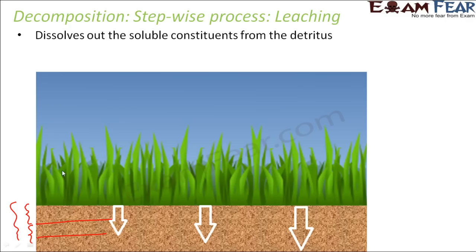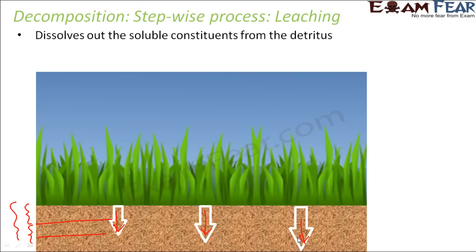Now the plants interact mostly with the upper layers of soil. So what happens is the soluble constituents will start going down. As you can see, this arrow denotes that the soluble constituents are actually going down deep into the soil horizon. Now how will it go down? I mean, what will make the soluble nutrients go down? This can occur due to rain or irrigation.